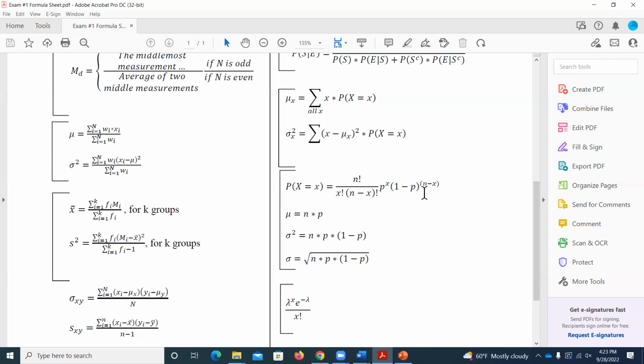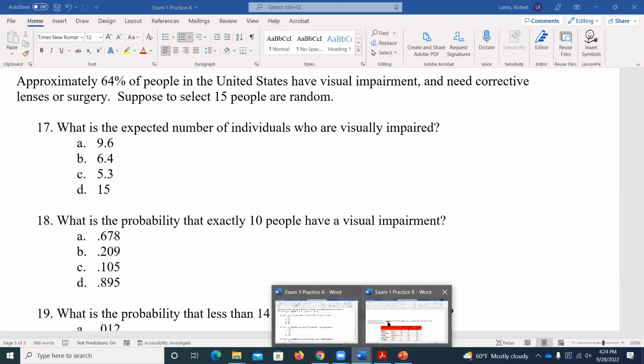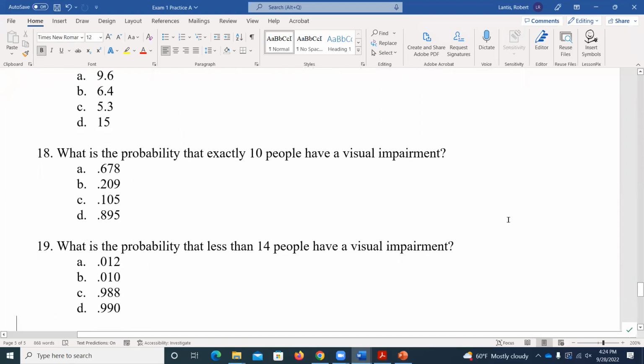So I think the last one is the probability that less than 14 people have a visual impairment, okay? So once again, before we even start plugging things in, let's see if we can limit this. We've still got n is 15.